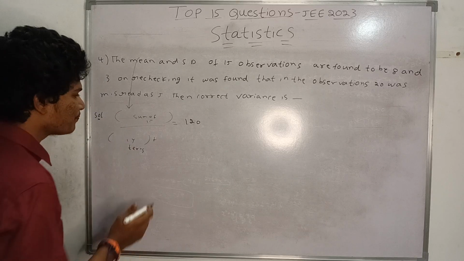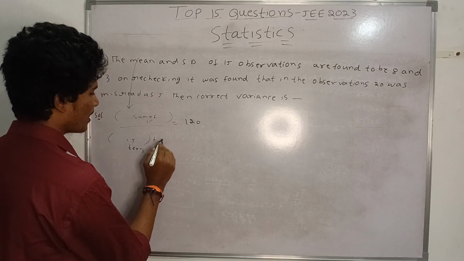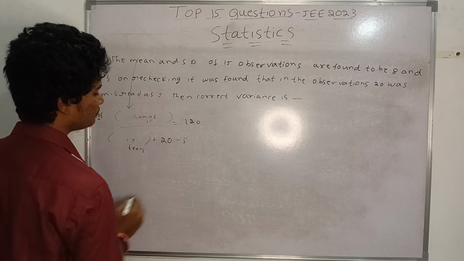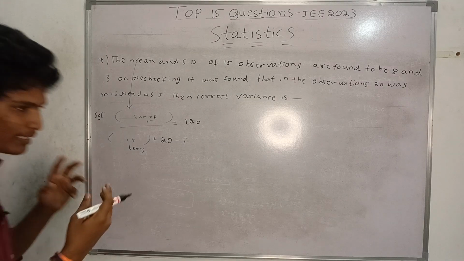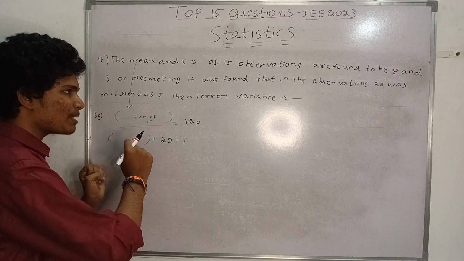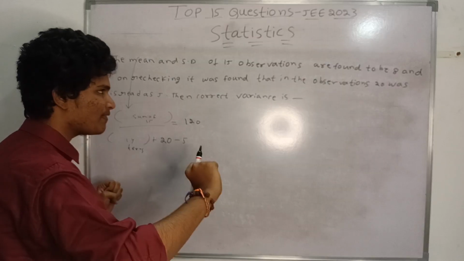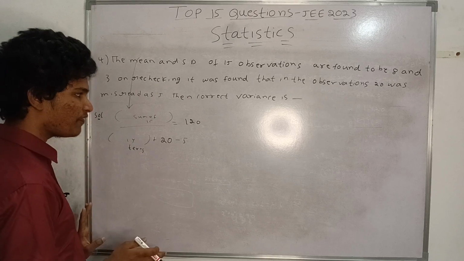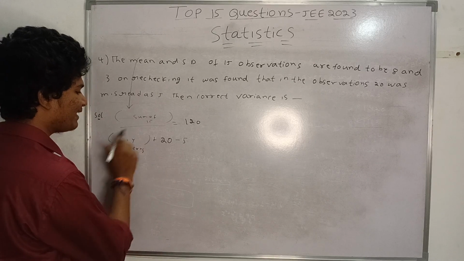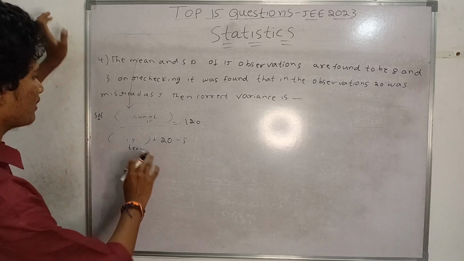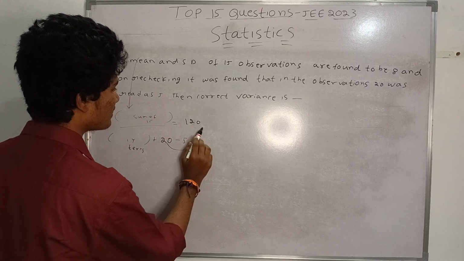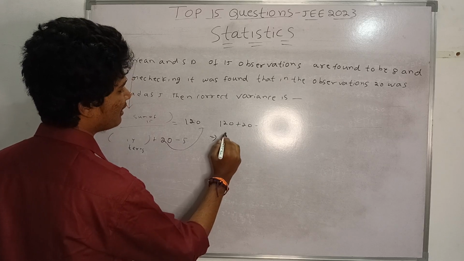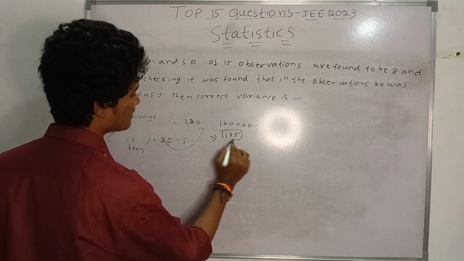So what can we do? We can simply add 20 and subtract 5. The reason is we are not disturbing the other terms. We are just taking one term which is 5 and adding 20, so the number of terms is still 15. The entire sum is 120, and I am adding 20 and subtracting 5. What I will get is 135. So this is the correct sum.